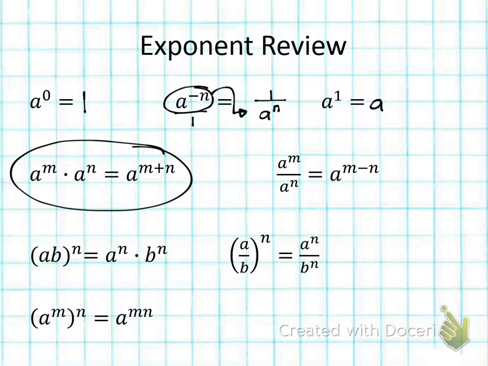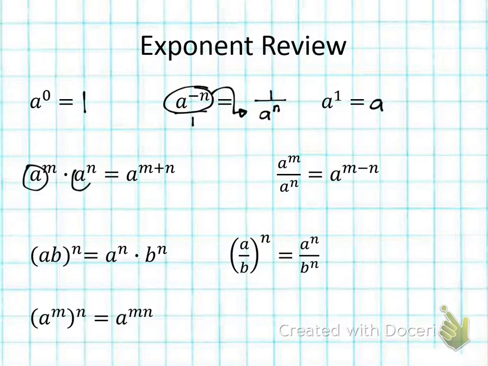When we have two exponents with the same base, you see how it's a and a here, and they're being multiplied. We're going to take the actual exponents and add them together. So a to the m times a to the n is going to be a to the m plus n.